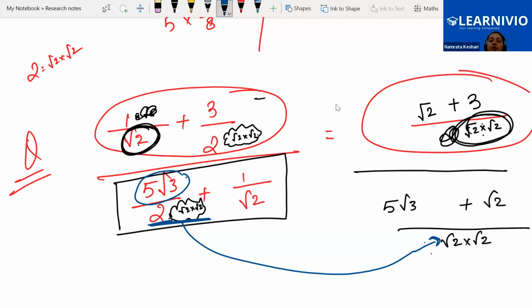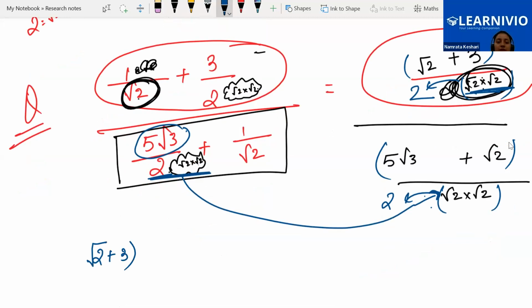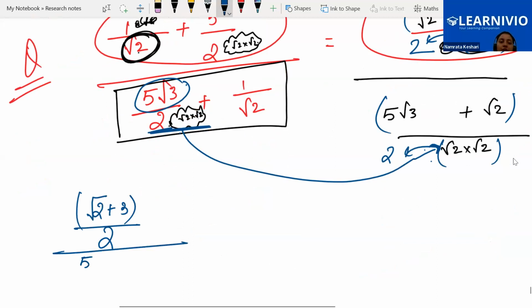Okay, now we will use our concept. Outer numbers multiplied together, inner numbers multiplied together. We will keep everything in brackets for clarity. This root 2 into root 2, if you want, you can write it as only 2. This one also you can write as only 2, but the numerator we cannot change. So basically, we can write it as root 2 plus 3 by only 2, and 5 root 3 plus root 2 by only 2.